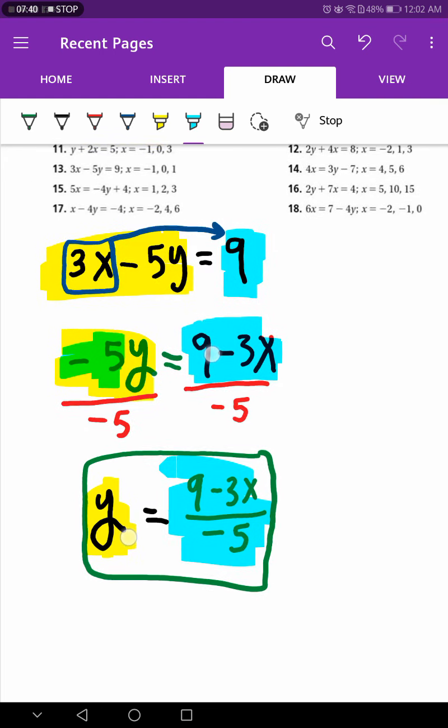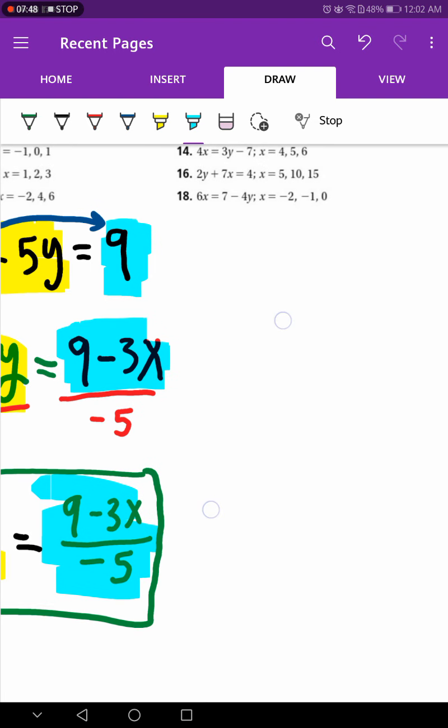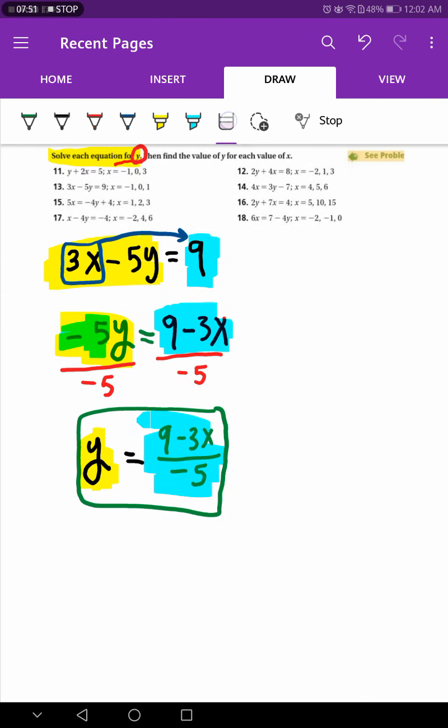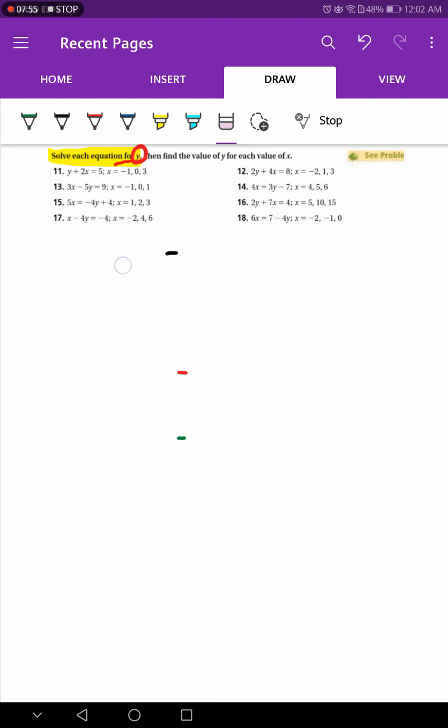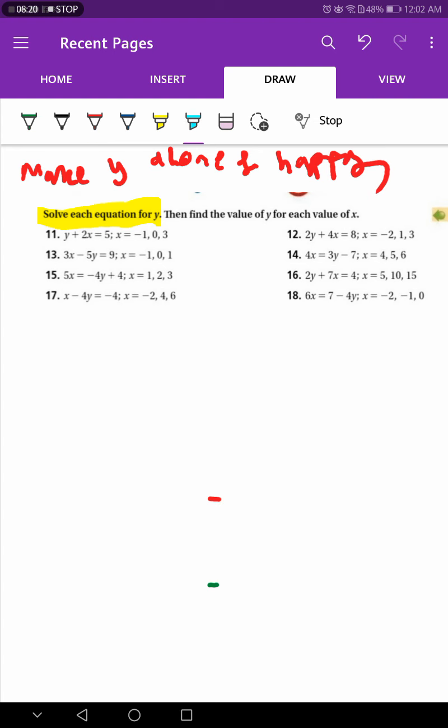Okay, let us take one more question. Now I will complete the question. Actually, I will take one question and complete reading the question, because I take one part of the question. Solve each equation for y. I know this, I understand it. That makes y alone and happy. Yes, you understand me? Okay, the second part of the question: then find the value of y for each value of x. What does that mean? Okay, I will take question number 11 again.